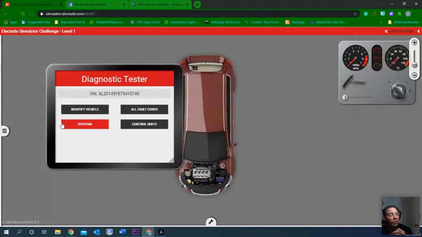If there's a TSB there, I'll follow it. If not, I'll go back to symptom diagnostics, as we saw in our flowchart.